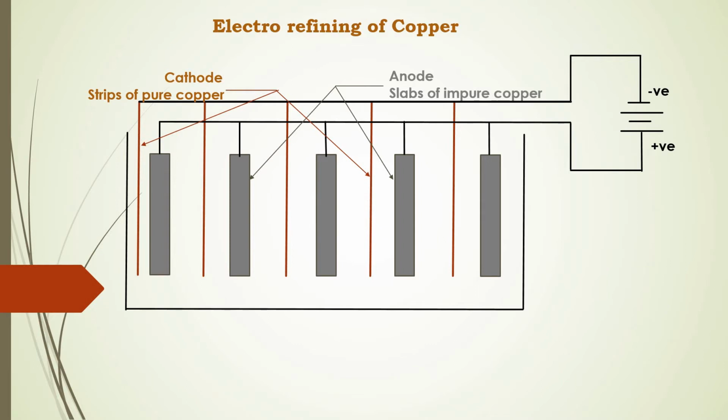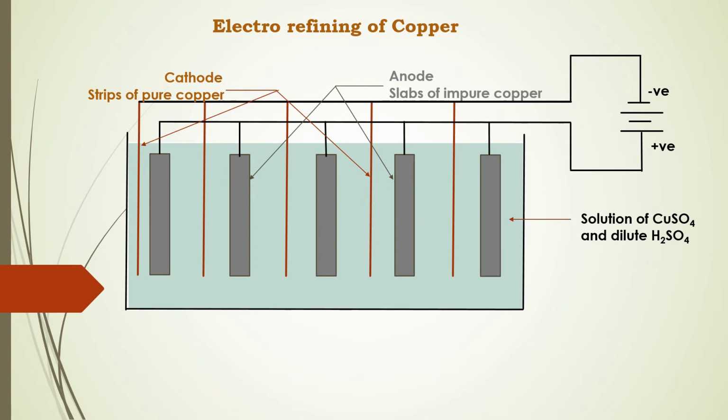Now we also need electrolyte. So the electrolyte used in the electro refining of copper is acidified solution of copper sulfate. Acidified solution means solution of copper sulfate and acid, and the acid used over here is dilute sulfuric acid, because we need to have the metallic ion similar to the cathode. So over here the metallic ion is Cu2+.